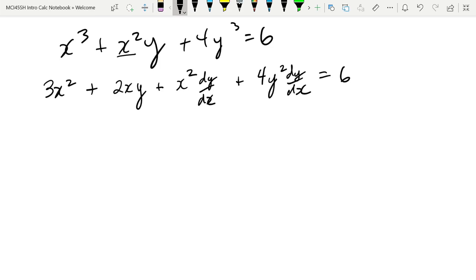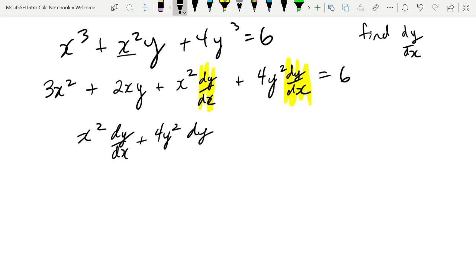Okay, now I can actually start isolating. Remember, my job is, of course, to find the slope, to find the derivative of y with respect to x. So I have to basically now treat this like it's a variable and isolate for it, right? So that's my next step. I'm going to keep the two terms that have dy dx as a factor on the left side of the equation. And I'm going to move everything else to the other side of the equation.